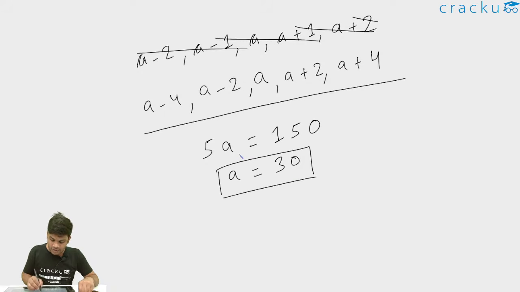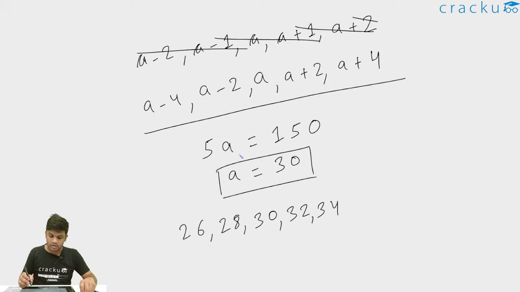So the a we got is 30. So the five consecutive even numbers were 26, 28, 30, 32, and 34. Question is not visible.